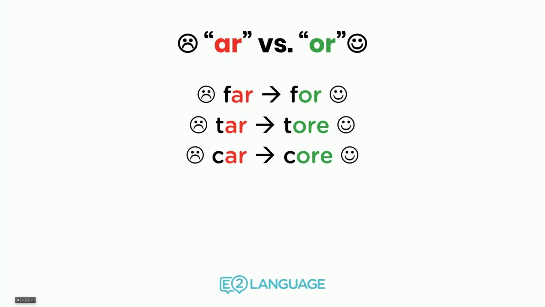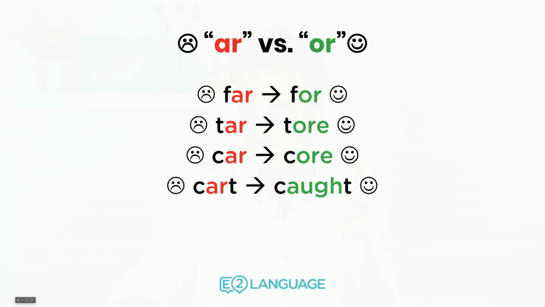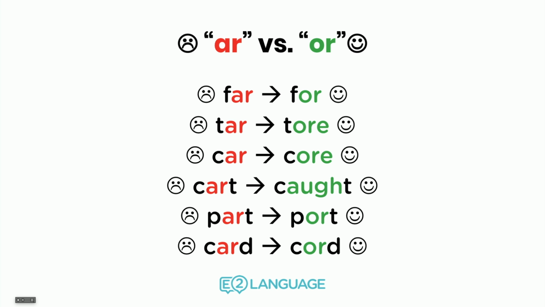Don't say car if you're trying to say core. Car, core. Don't say cart if you're trying to say court. Cart, court. Or sometimes this one can be cot, court, cot, court. There's an issue there with the vowel sound. Let's keep going. Don't say part if you're trying to say port. Part, port. Don't say card if you're trying to say cord. Card, cord.